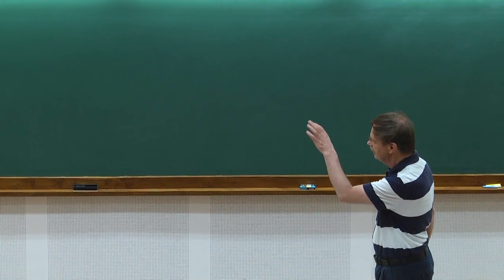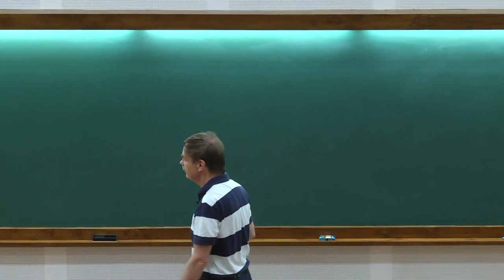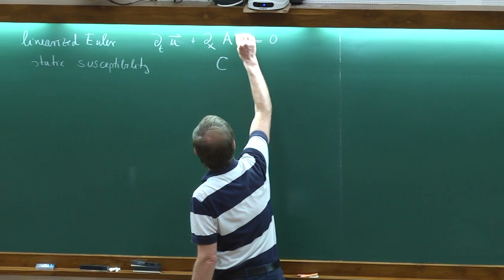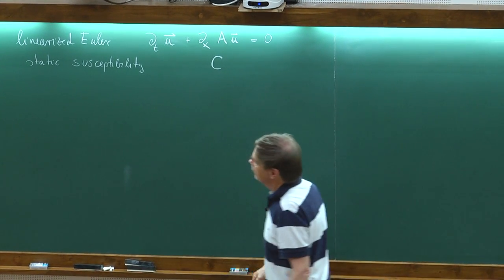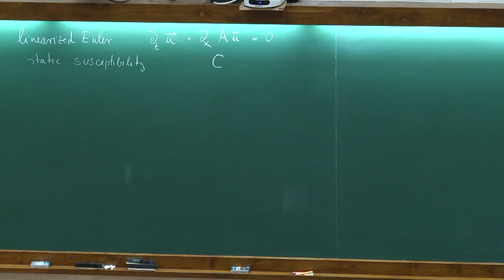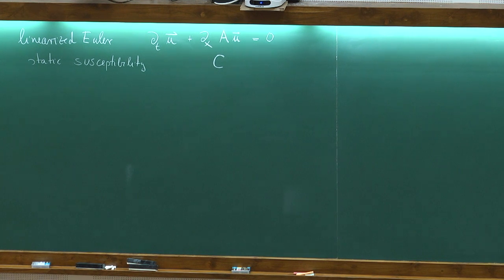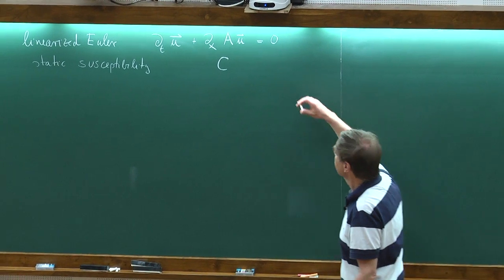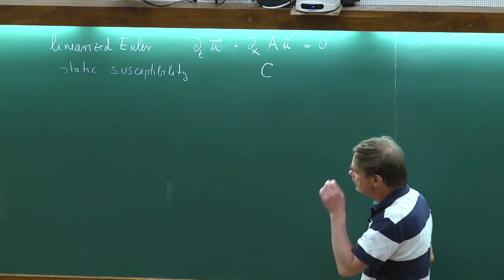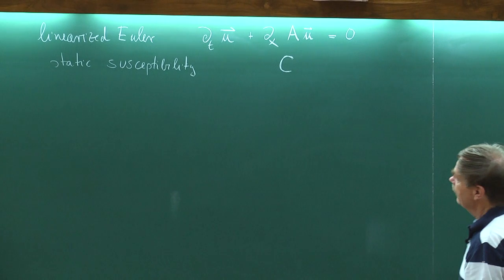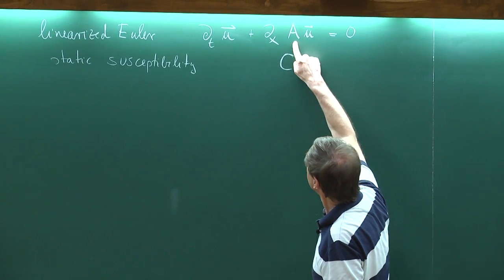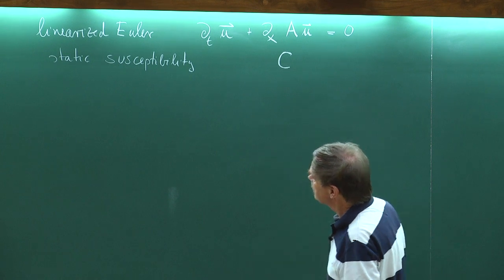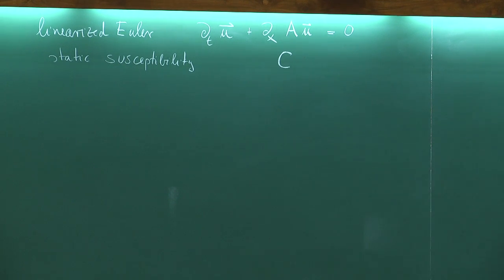So I remind you that for these anharmonic chains, we had written down the full nonlinear Euler equation, and then we simply linearized, and this gave us that very particular, fairly simple system. And I also remind you, A is the linearized Euler, which depends on the background fields, and I also wrote down the static susceptibility, which is sort of the information.